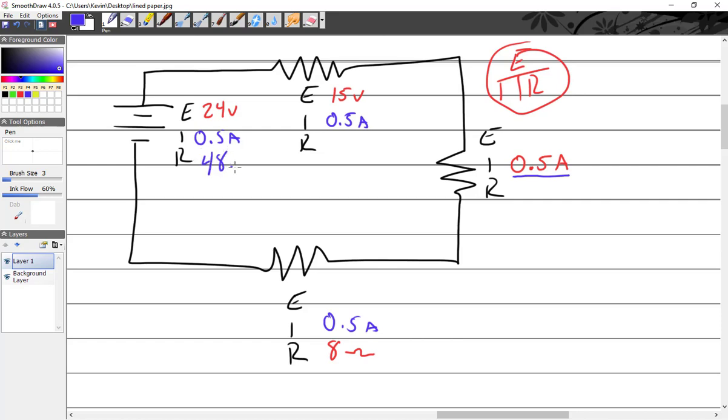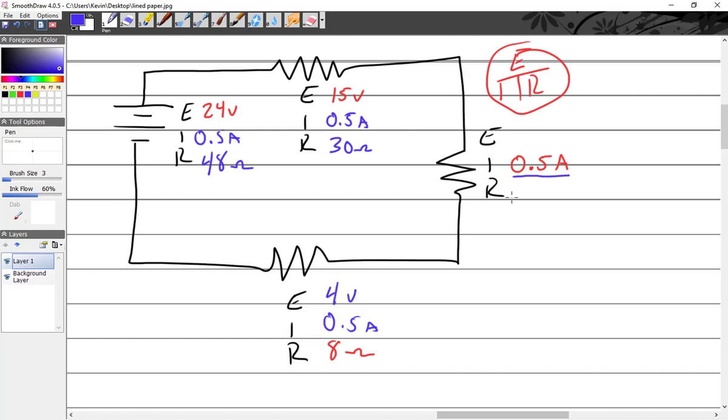48. Okay, 48. And make sure you put your symbols, because on the test, if you don't put a symbol, I'm going to go 48 what? And you get it wrong. So right here, we got 30 ohms. Here we've got 4 volts. 4 volts. All right.